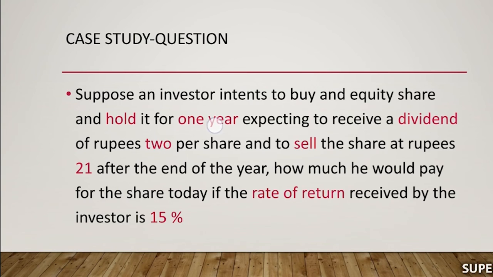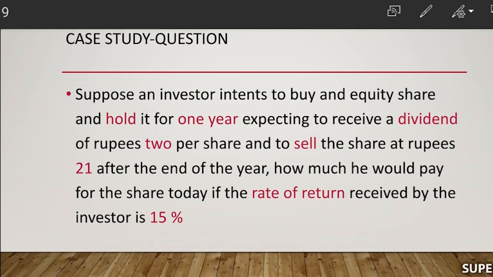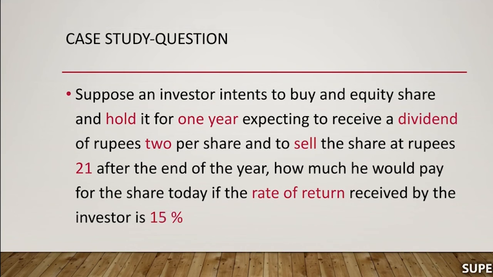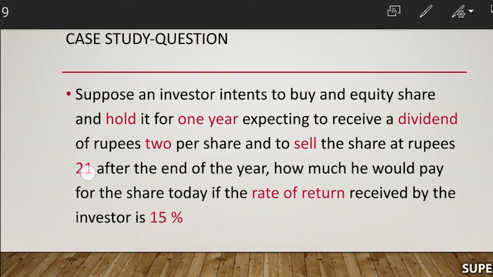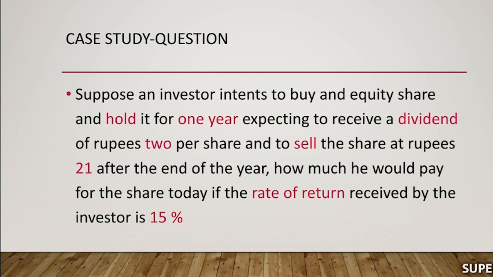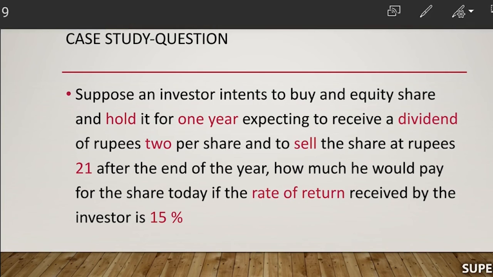Here the holding period is 1 year and the dividend is rupees 2 per share, and it is selling at a price of 21, that is the selling price P1, and the rate of return is 15%, that is K is 15%. So we know all the information for applying the equation directly. That is, dividend is 2, selling price is 21, and rate of return is 15%.